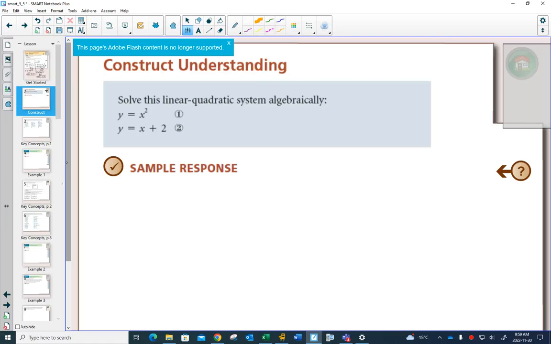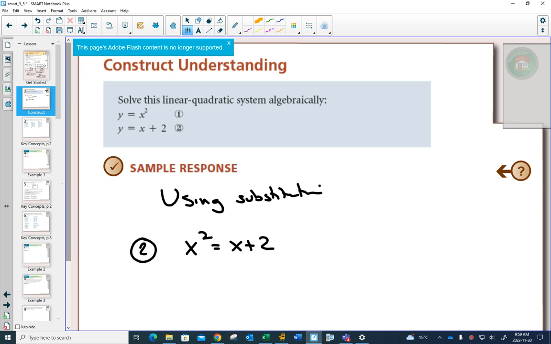So using substitution, I can rewrite equation 2 by putting in x squared from equation 1.